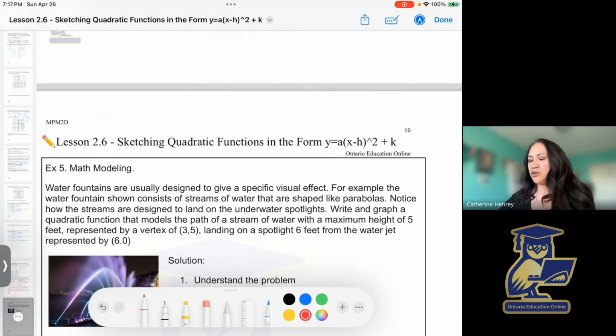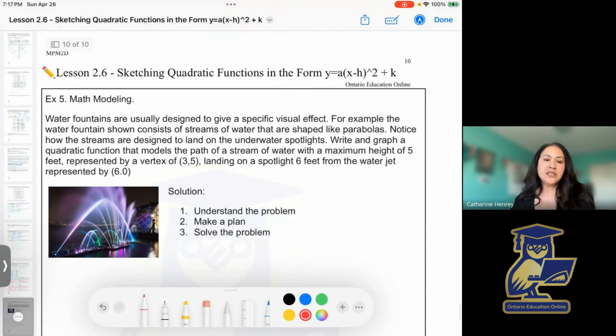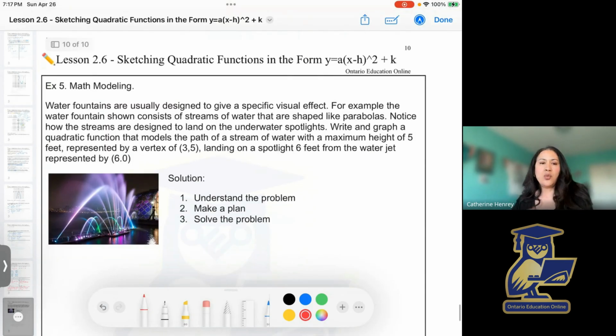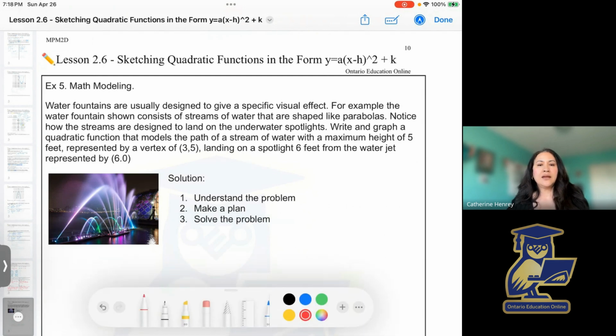Now, let's take a look at an application. So we want to be able to use quadratics to start modeling some situations in the real world. So let's take a look at this example here. Water fountains are usually designed to give a specific visual effect. For example, the water fountain shown in the picture has a bunch of different streams and they're all shaped like parabolas. So we're going to write and graph a quadratic function that models the path of the stream of water with a maximum height of 5 feet, represented by a vertex of (3, 5), and landing on a spotlight that is 6 feet from the water jet, represented by (6, 0).